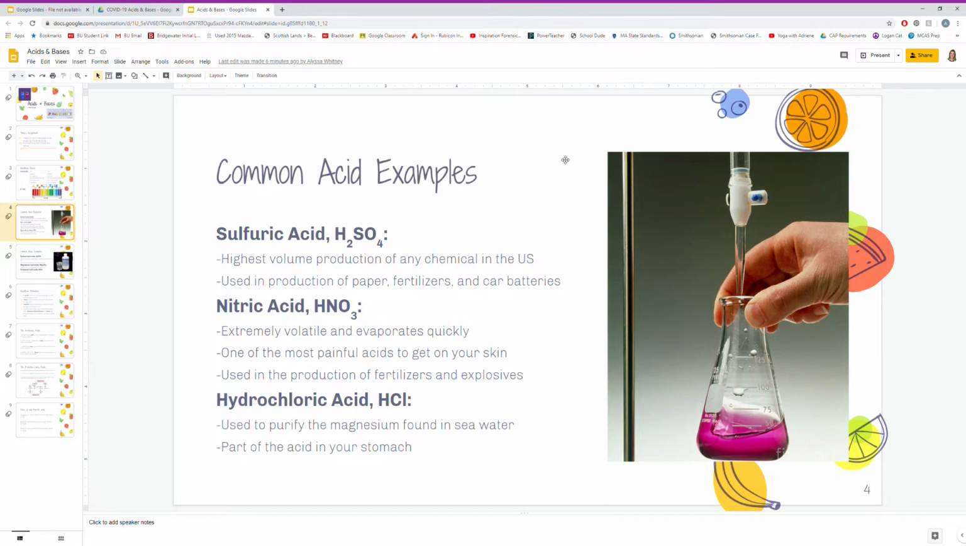And then lastly, the one that you are most familiar with is hydrochloric acid. We use it all the time in the lab. It's used to purify magnesium that's found in seawater, and as you probably learned in biology class, it is part of the acid that is in your stomach.